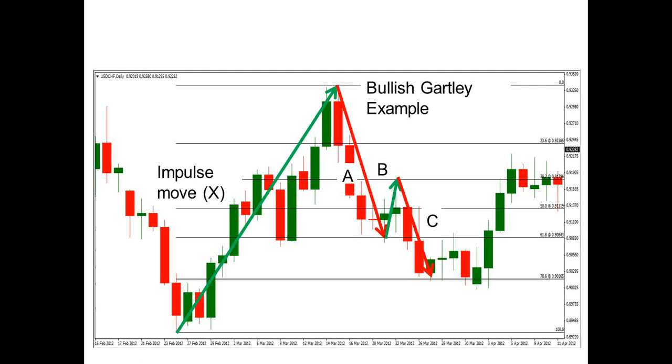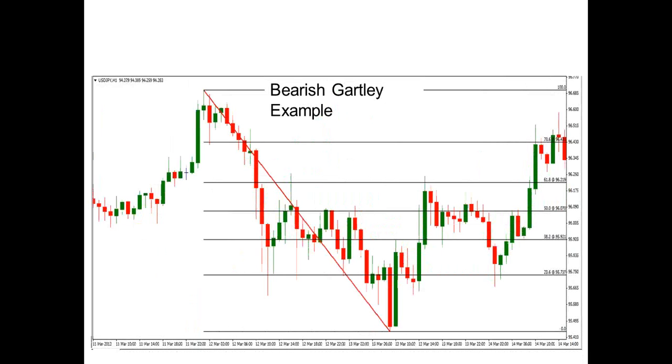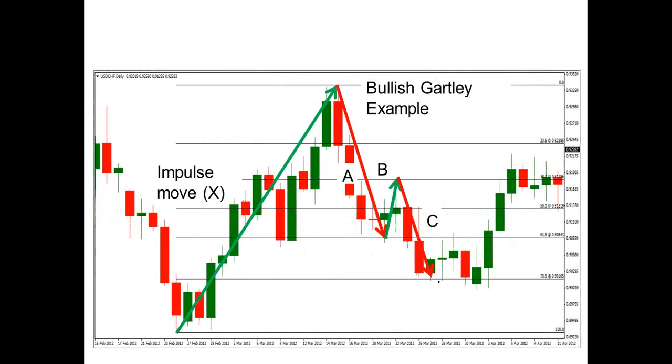And your entry trigger for this would be right here at what we call the 78.6% retracement level. And don't worry, my class recently had a bullish Gartley last week that we traded together, which can help you define this, and I'll show you live on the MetaTrader here in just a second.